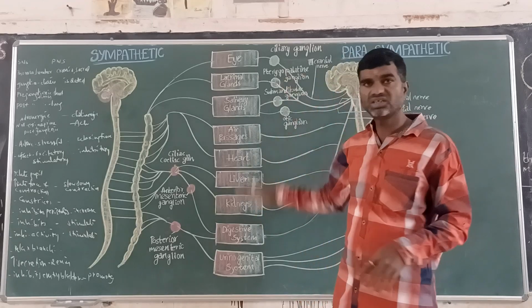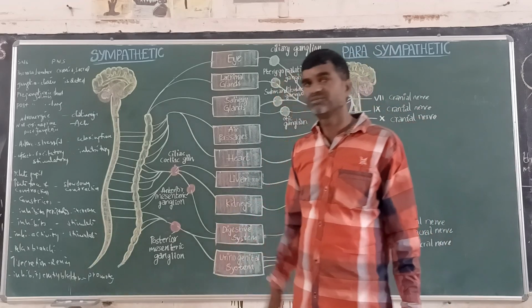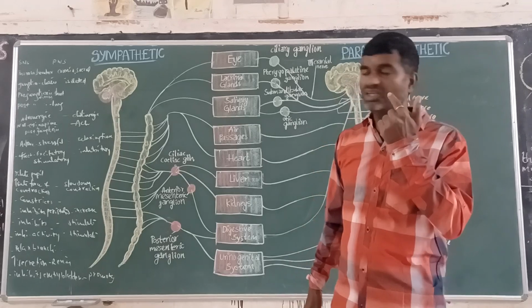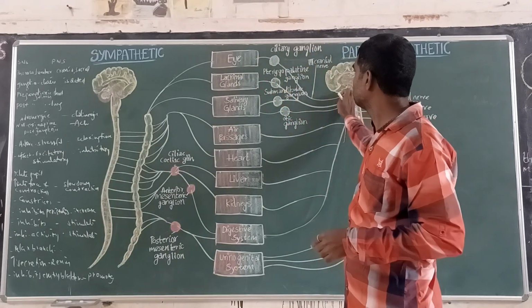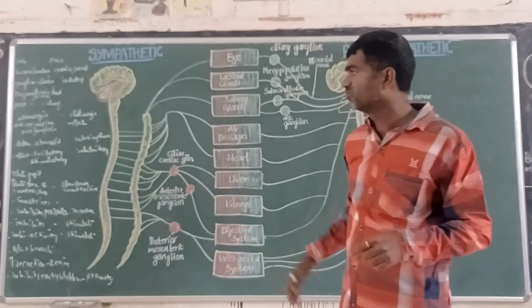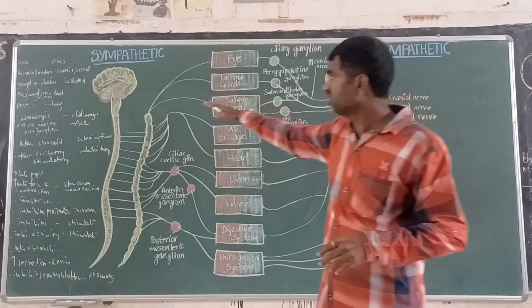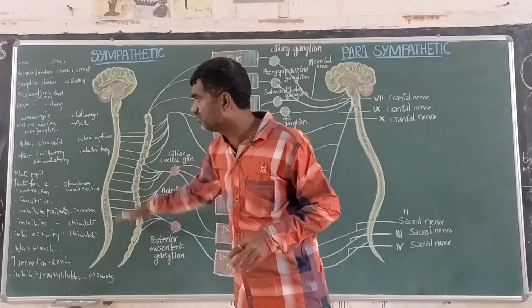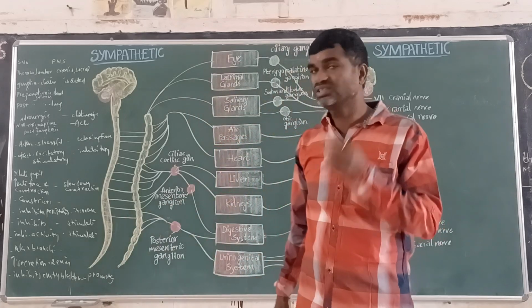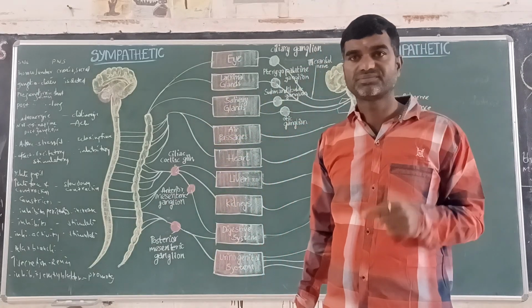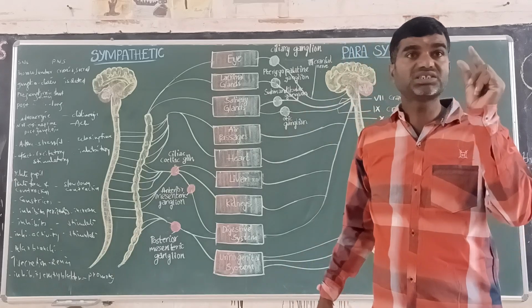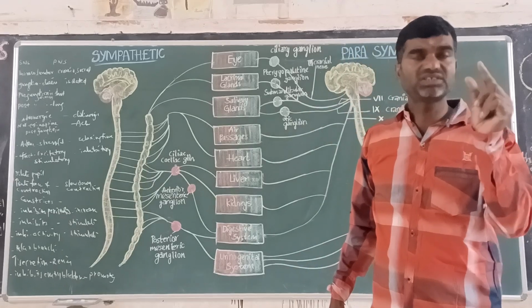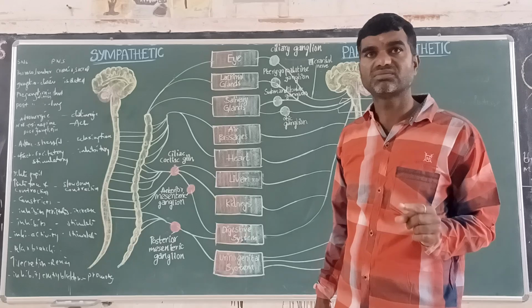The organs are there. Number 1 is the eye. So the eye is the connecting region. The ciliary ganglia, the third cranial nerve, is connecting here. If you see the sympathetic neuron, the pupil of the eye dilates. And parasympathetic, it constricts. That is the difference between the sympathetic and parasympathetic here.